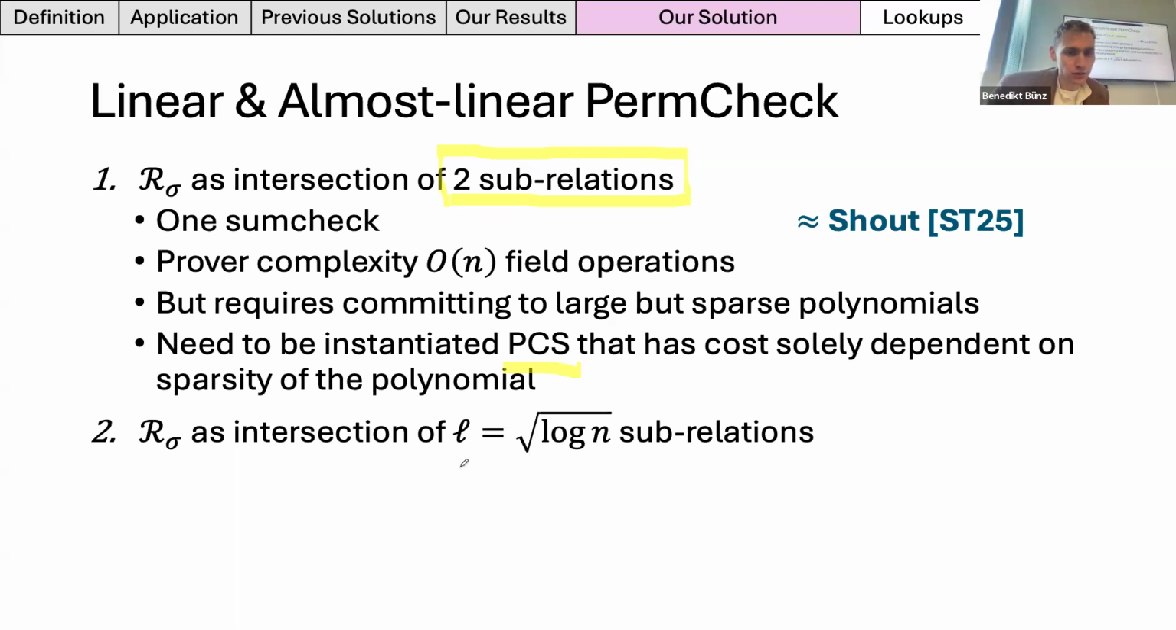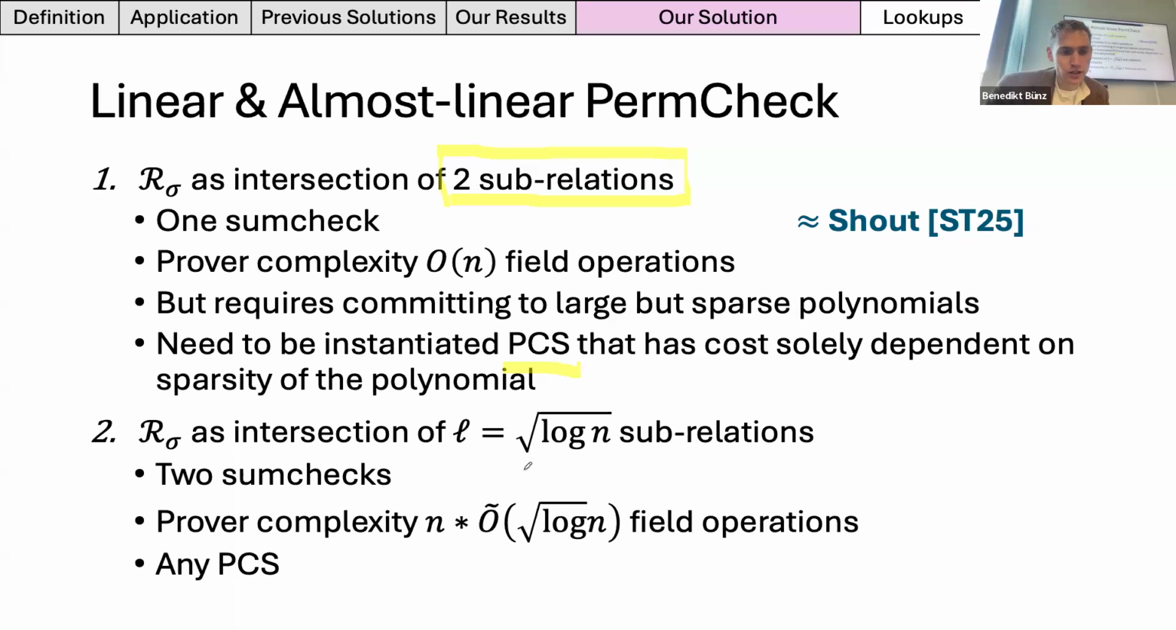And then the second result, the main result, says that we're going to look not at log n subrelations, but at square root of log n subrelations, and essentially have two sum checks. Then through some tricks, we'll get our prover cost down to n times square root of log n. But this one works with any PCS. It doesn't require any sparse support.